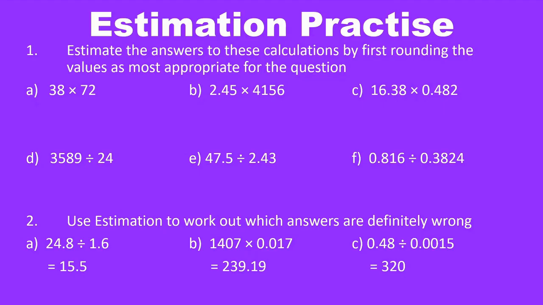Let's go into some practice now. Go ahead and copy these questions down and make sure you show your working, because you could estimate these answers in many different ways. For question 1, you're going to estimate the answers to these calculations first by rounding the values as most appropriate for the question. Just round them in a way that'll make it easy for you to work out the answer. For question 2, the calculations have already been carried out, but some of them are definitely wrong. Again, copy the question as well as the given answer and show your working by rounding the values in the original question and working out your estimate. Go ahead and hit pause so that you can do that now, and hit play when you're ready to take it up.